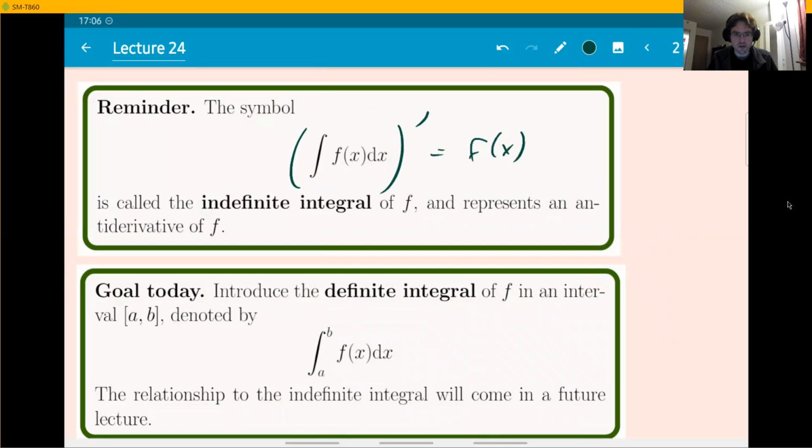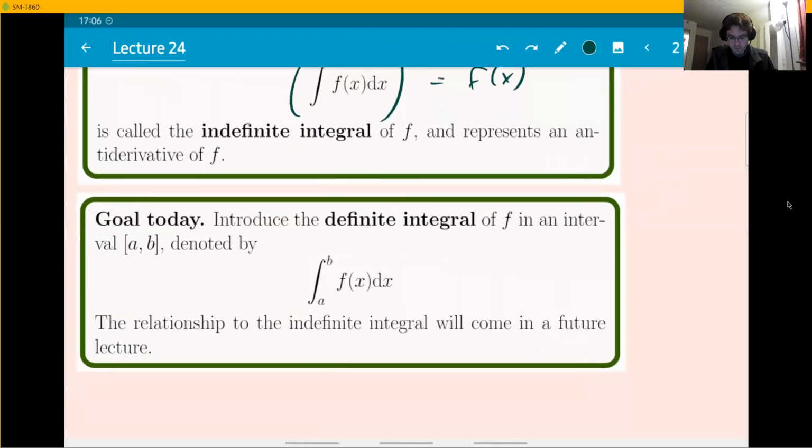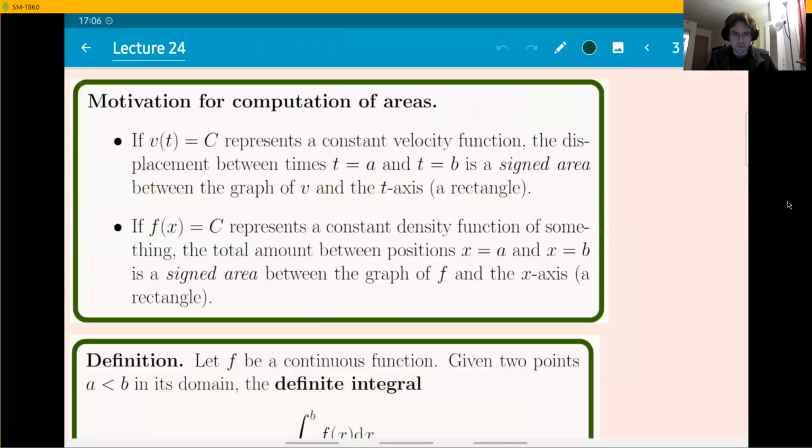The goal for today is to discuss what's called definite integrals. The definite integral of a function f over an interval ab is denoted by basically the same symbol, but you put the endpoints of the interval in here, a and b. And this is going to be a very different thing. This is a number now. The relationship between this and the indefinite integral is only going to come later in a future lecture, not today. So forget about the indefinite integrals and antiderivatives for now.